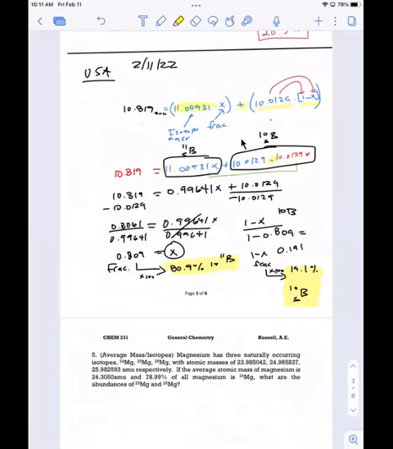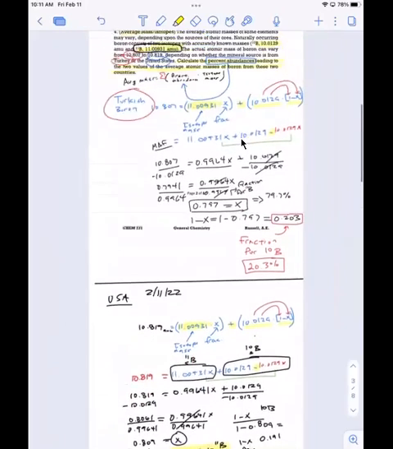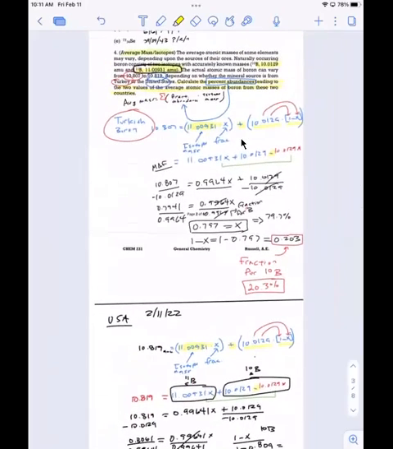But again, the key to the problem was understanding how to look for the fractions. We said that if you have two species, we're going to make one of the fractions X and the other one 1 minus X, because the fractions have to add together to equal 1, or the percentages have to add together to equal 100. Any questions about that second part of that problem?